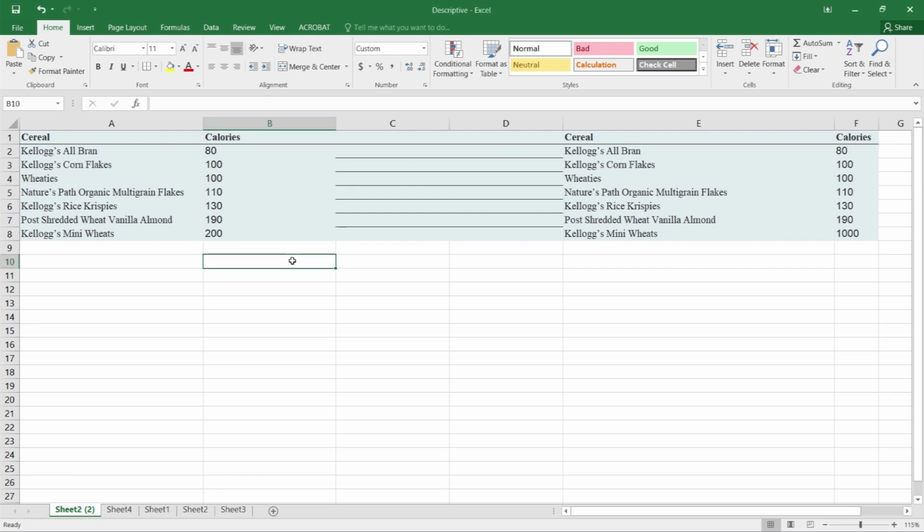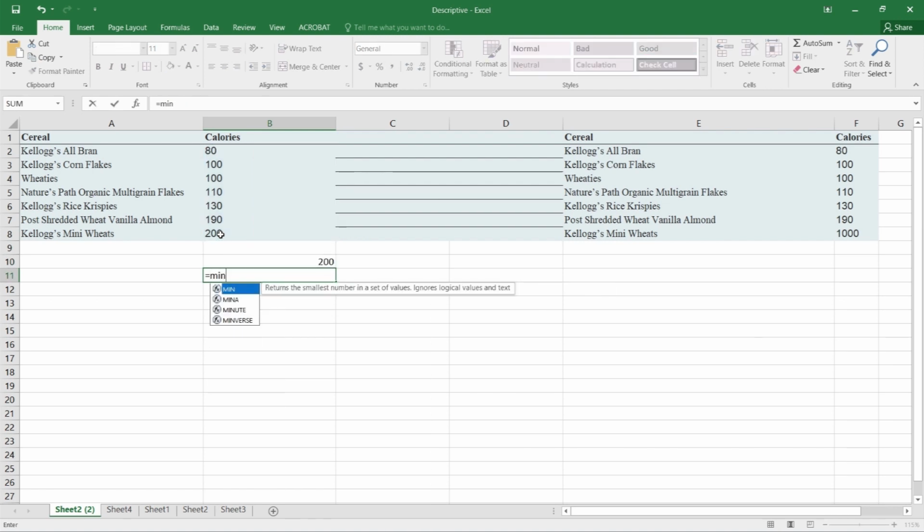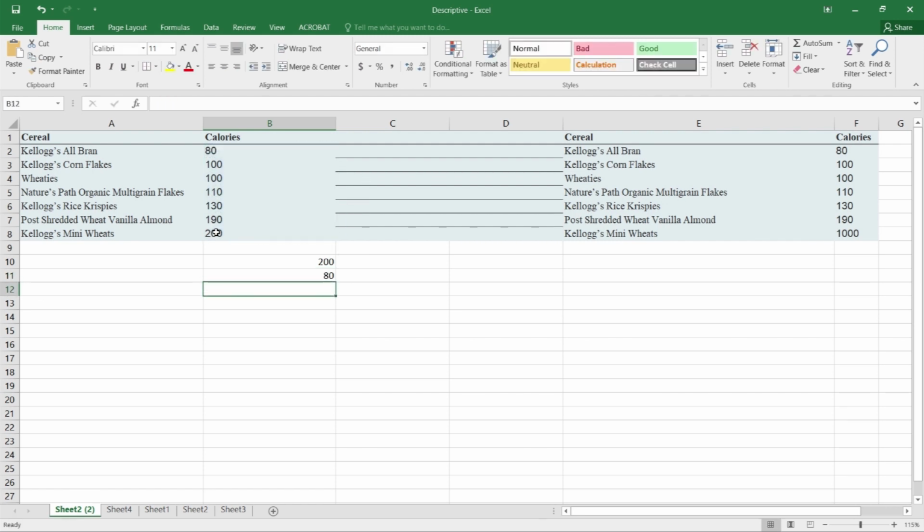So the computation is quite easy. First, we'll compute the maximum value, which is 200, then the minimum value, which is 80. Now the difference between these two, maximum and minimum values, is equal to the range of the data. In this case, it is 120.